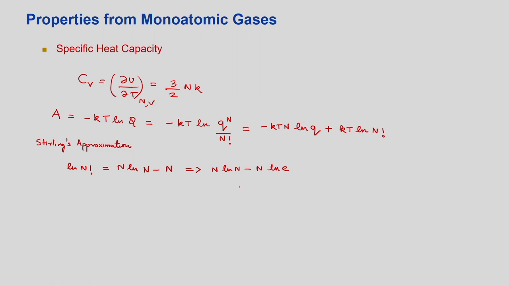So now I can substitute this expression into the Helmholtz equation and then simplify. If you do that, you will get A equals minus NkT ln q plus NkT ln N minus NkT ln e. I am just putting this N ln N minus N ln e into this ln N factorial expression, that is what I am doing. So then I have simplified it, so this is the overall expression.